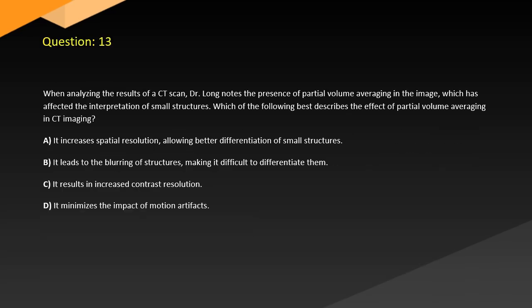Question 13. When analyzing the results of a CT scan, the technologist notes the presence of partial volume averaging in the image, which has affected the interpretation of small structures. Which of the following best describes the effect of partial volume averaging in CT imaging?